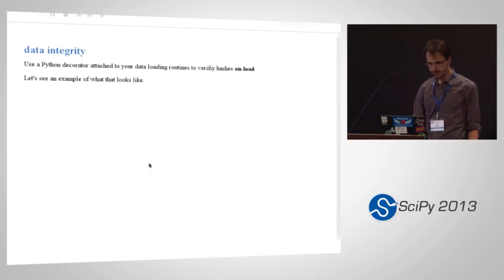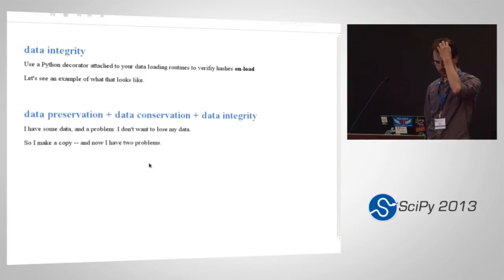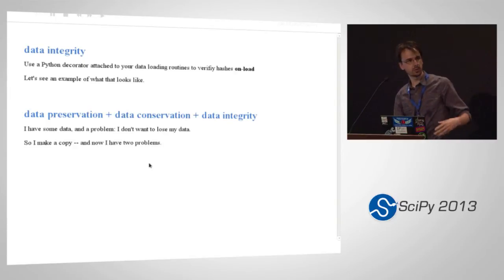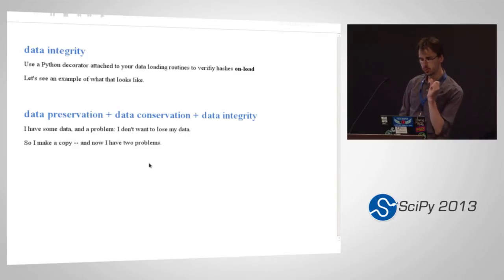Okay, but that's also not enough. Because what you want is really data preservation and data conservation and data integrity altogether. And you think to yourself, oh, well, I have some data and a problem. I don't want to lose my data. So you make a copy. So this is data, I don't mean in the data set sense where you can put it up on BitTorrent so that other people have it. I mean, this is your own private data right now. You don't want to release it yet. You just don't want to lose it. And so you make a copy, and now you have two problems. You have two problems because should bit rot occur, you don't know which of those two versions to trust, right? And it becomes a nightmare to manage that by hand.